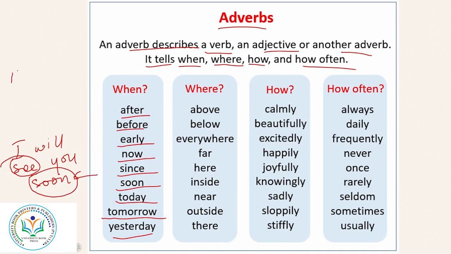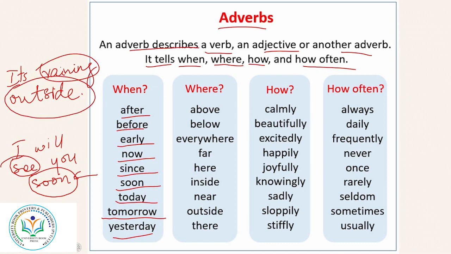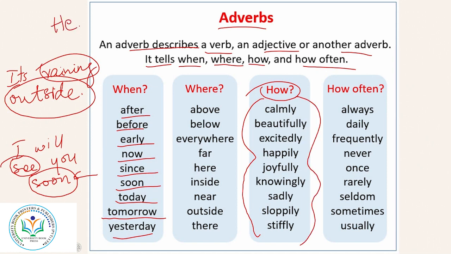Where? It's raining outside. Here the word raining is a verb and outside is an adverb. It tells you where the action is done: outside. How? It tells you in which manner the action is done. Like, he's going happily. How is he going? Happily, in a happy manner. Going is a verb and happily is an adverb which is modifying the verb going here.